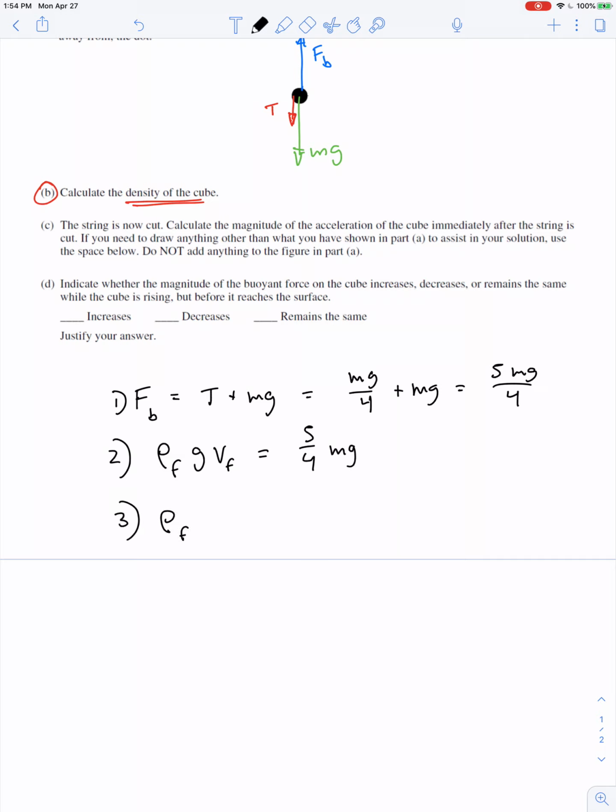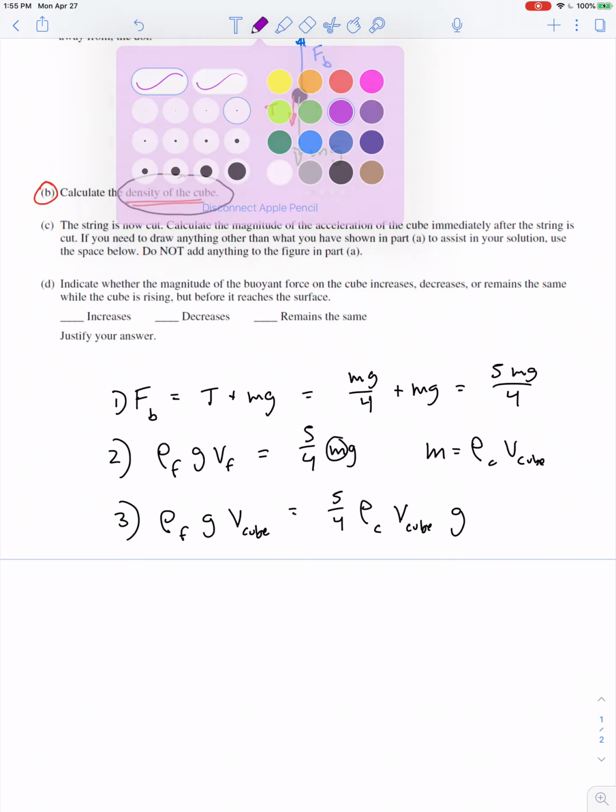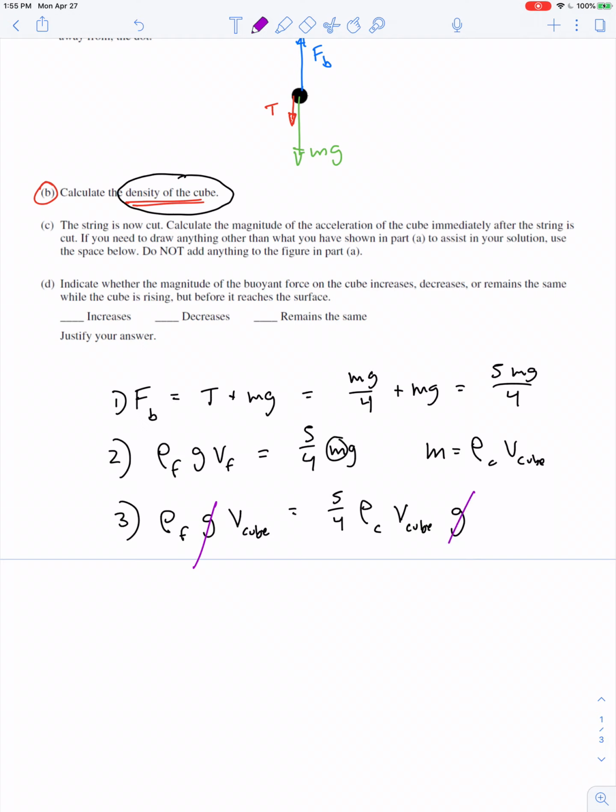So we get density of fluid times g times volume of the cube is equal to 5/4 mg. Now what are we trying to solve for? We're trying to solve for the density of the cube. The mass of the cube should be equal to the density of the cube times the volume of the cube. So this is 5/4 density of cube, volume of cube times g. So look at everything that cancels out. G cancels out, but so does the volume of the cube.